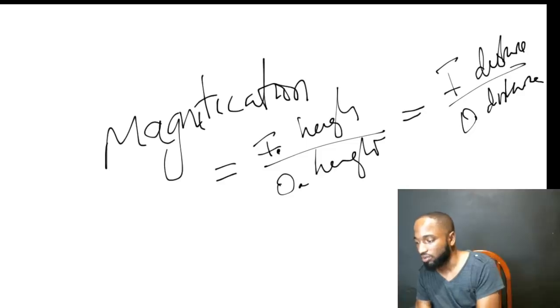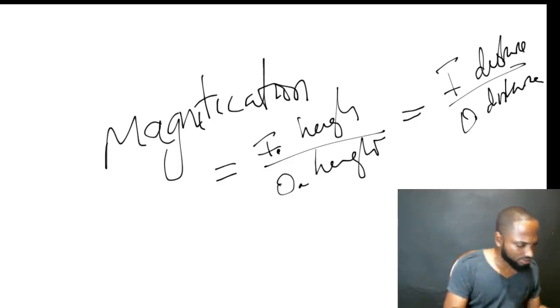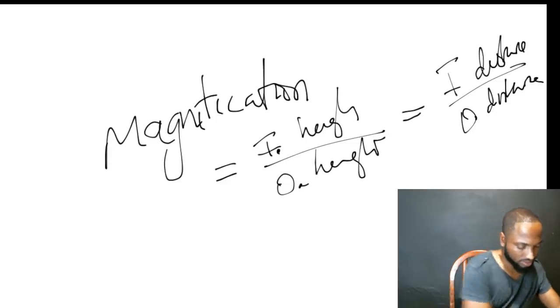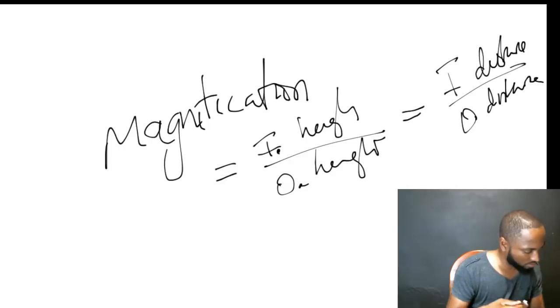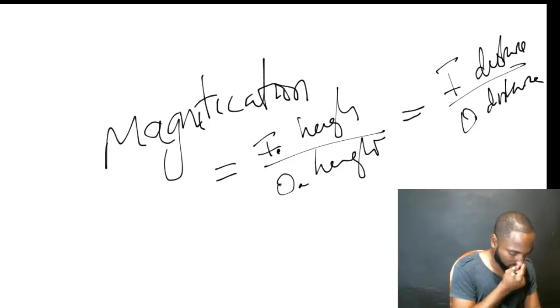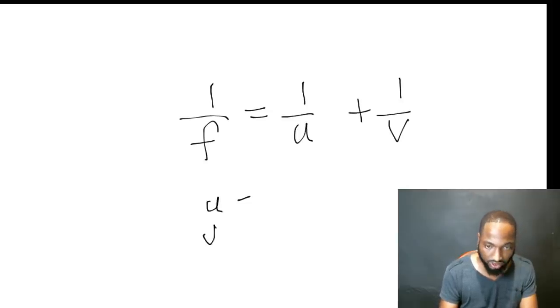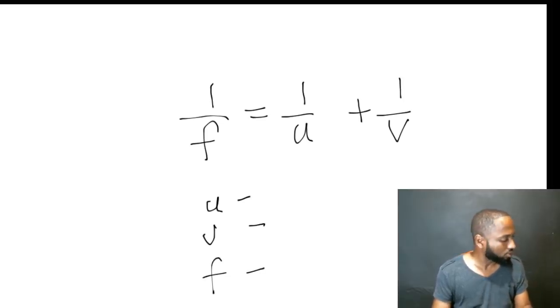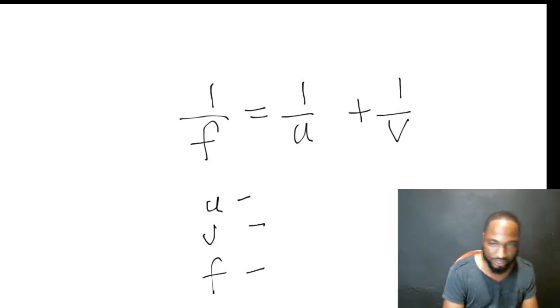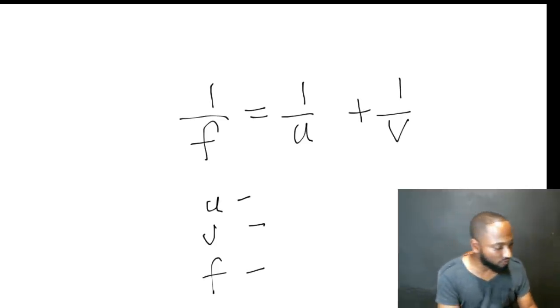Some people want to put the lens formula. There was the lens formula. Well, you need to know that. 1 over F is equal to 1 over U plus 1 over V. What is U? What is V? What is F? So we just get any formulas out of the way before we go into the diagrams. What is U? What is F? What is V?